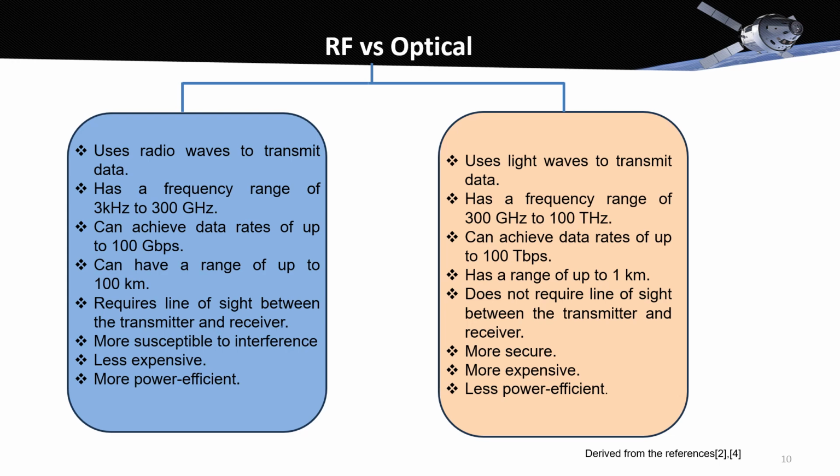Can have a range of up to 100 km. It requires line of sight between transmitter and receiver. It is more susceptible to interference, less expensive, more power efficient. And the optical satellite communication has a range of up to 1 kilometer, does not require line of sight, also more secure, more expensive, less power efficient.